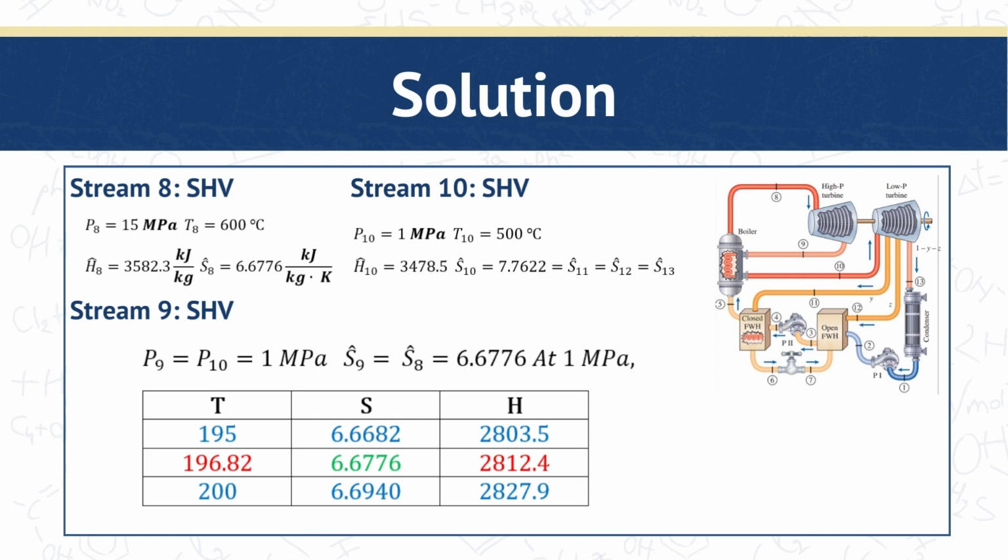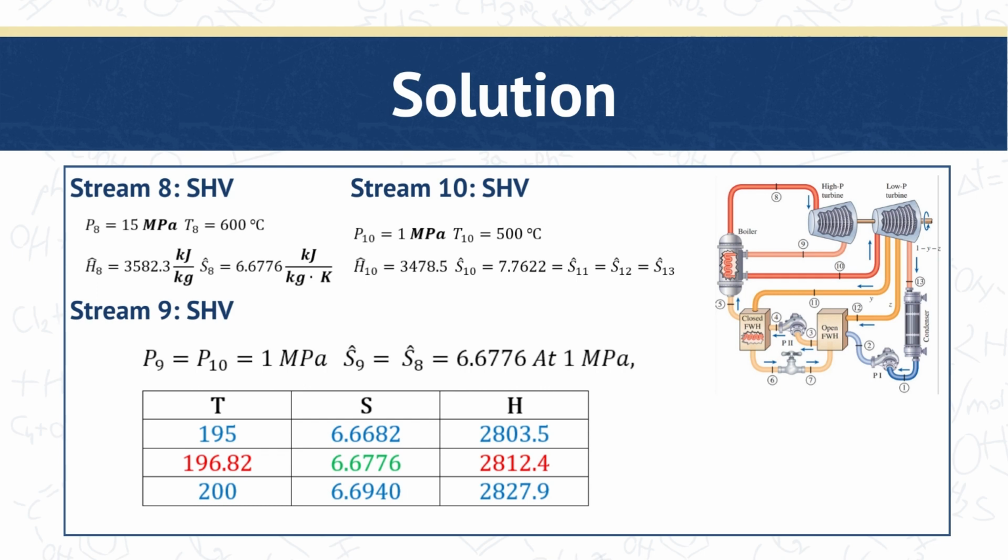For stream 9, which is also an SHB, we can deduce that P9 is equal to P10, which is equal to 1 megapascal because of the reheating boiler, and S9 is equal to S8 because of the turbine. At 1 MPa, we can extract these values. So we need to interpolate these values so that we can get the properties, which are the temperature and the specific enthalpy.